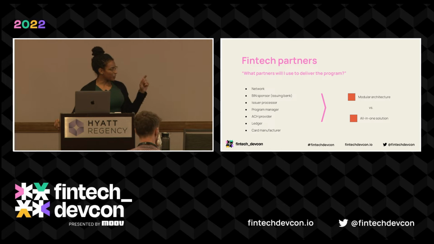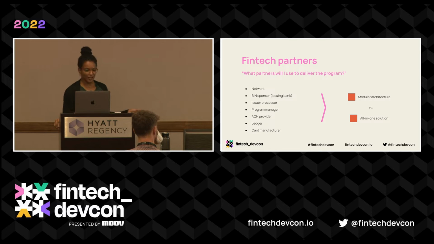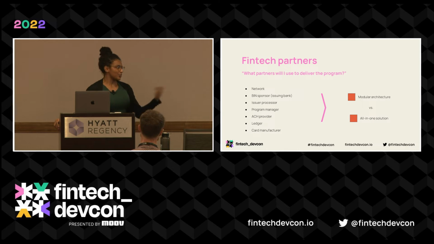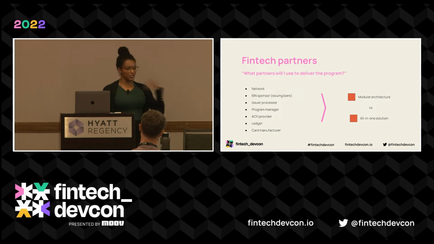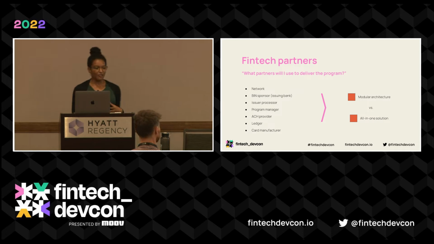BIN sponsor, we talked about a little bit. That's going to be the issuing bank. Issuer processor, we talked about as well. And then program manager, we went through too. Next one, ACH and money movement provider. So if you're having your end users spend their own funds, how are you going to get those funds from the end user into your program? So you want to make sure that you have a way to get those funds into your ecosystem, and that may require a money movement partner.